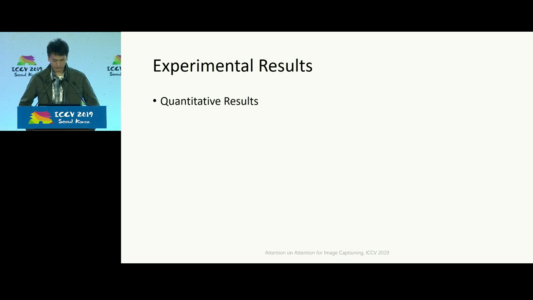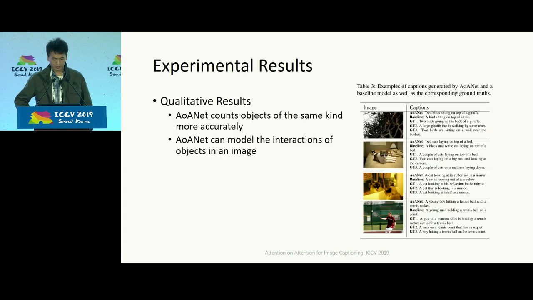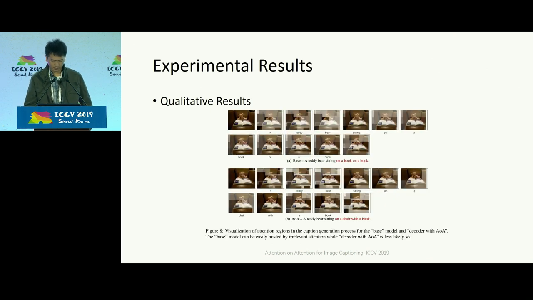Here are the qualitative results. And from the qualitative results, we can find that our method is better at counting objects and modeling interactions among objects. And from the visualized attention map, we can see that our method is less likely to be misled by irrelevant attention results than the compared base model.